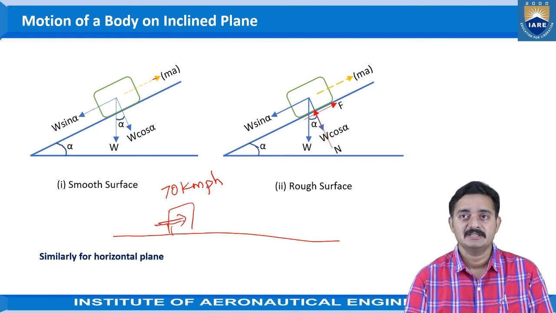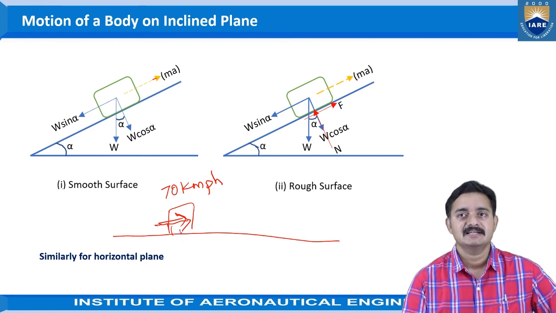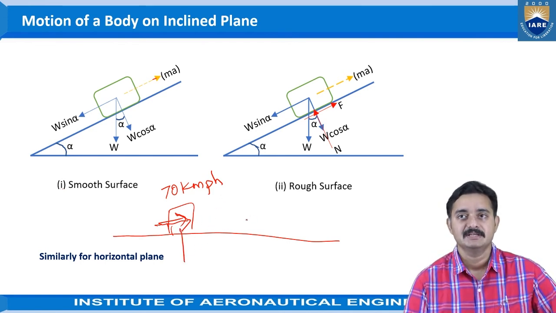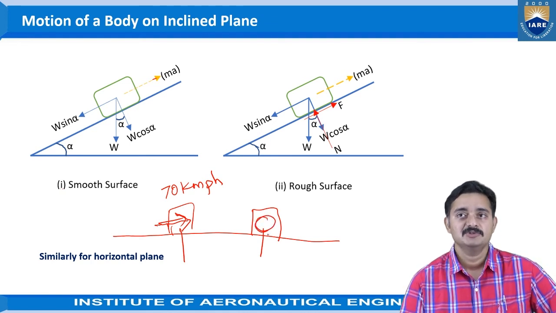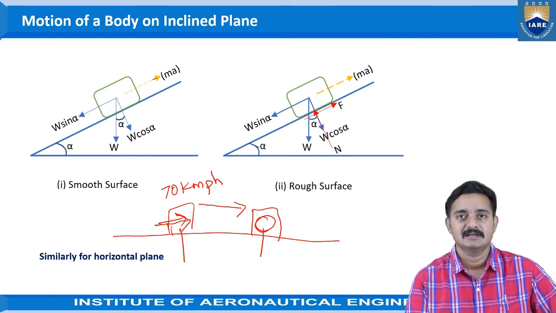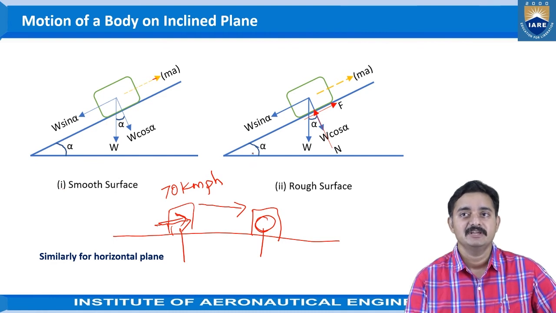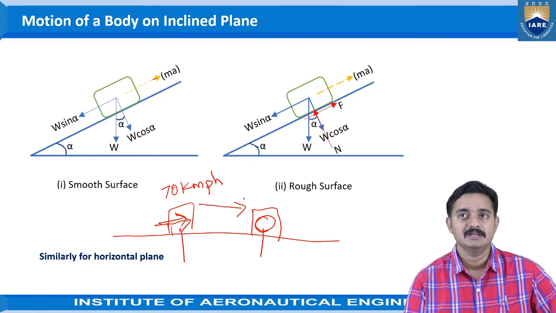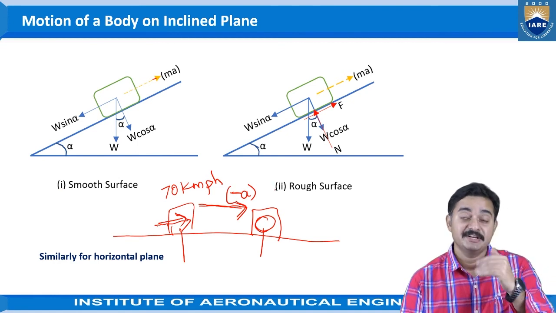That means this object is moving in the right side direction, and suddenly at some point brakes are applied, and after a certain distance the car comes to a stop. In this situation, the car's velocity is decreasing and the car is retarding, or the acceleration is in negative form. The vehicle is decelerating, so we can consider it as minus A.